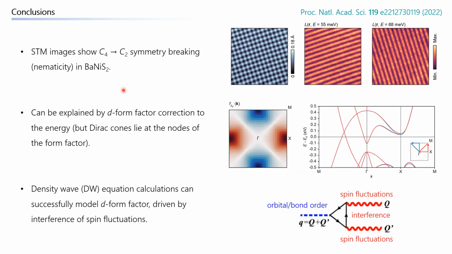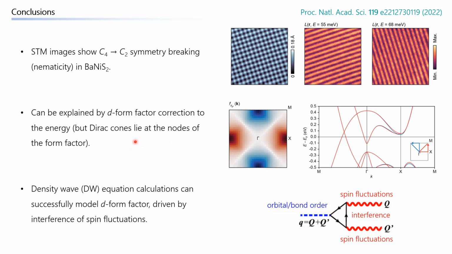This brings us on to the conclusion. So just to run through the overview again, our STM images, including images of the density of states, show an unexpected symmetry breaking from the expected C4 down to C2, and this is called a bond order nematicity.